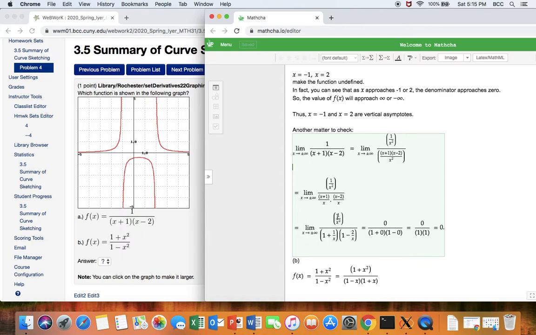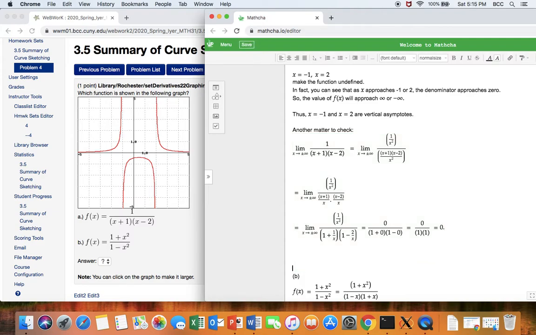The numerator is 1 over x squared. Now if I let x approach infinity or negative infinity, the numerator goes to 0, and the denominator gives me 1 plus 0 times 1 minus 0, that is 0 over 1 times 1. 0 over 1 is 0. That means I have y equals 0 as the horizontal asymptote.